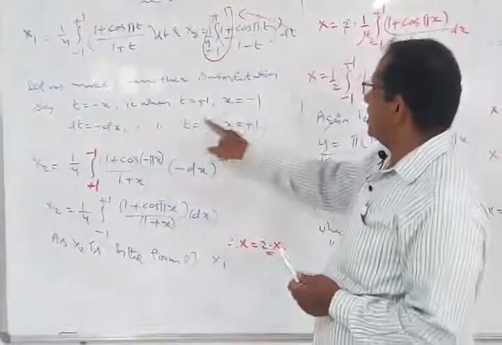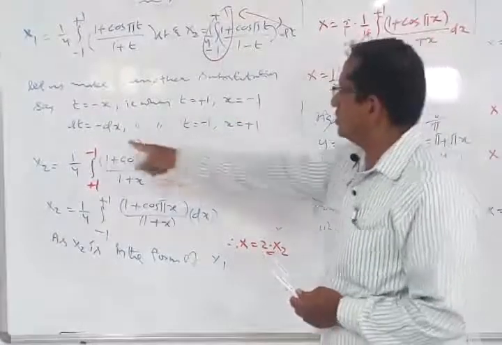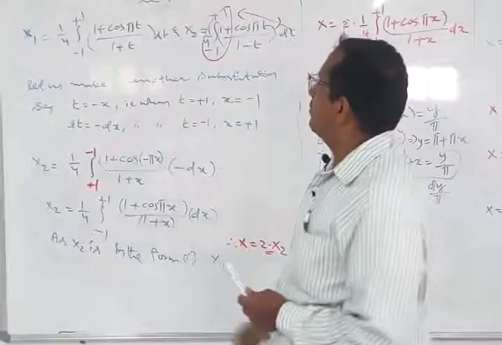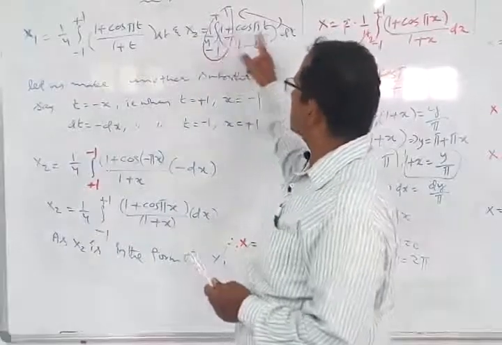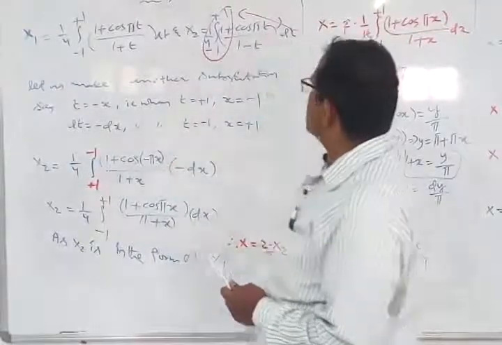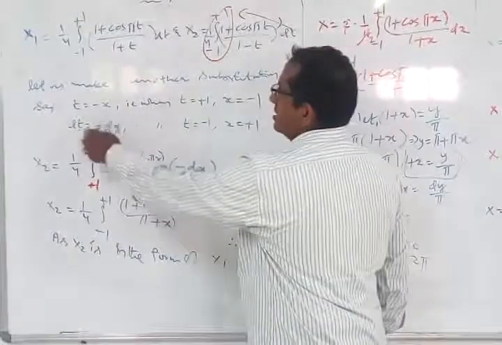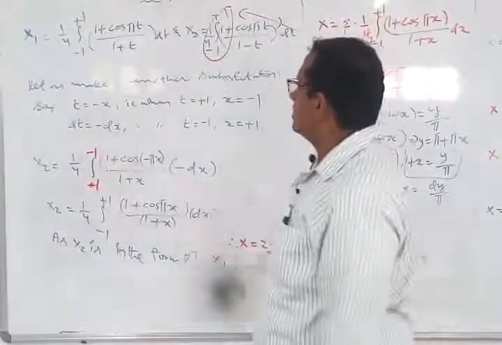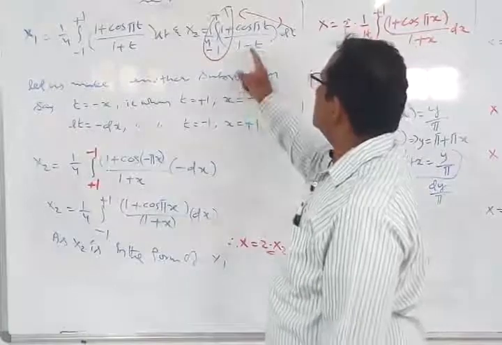So that means for t is equal to plus 1, x is equal to minus 1. Therefore, I will write this equation as 1 plus cos pi of, now what is t actually? t is taken as equal to minus x. So cos of minus pi x I can write, this is what t is here.